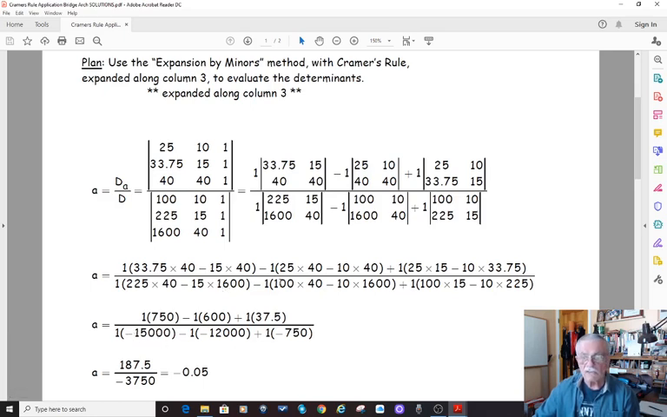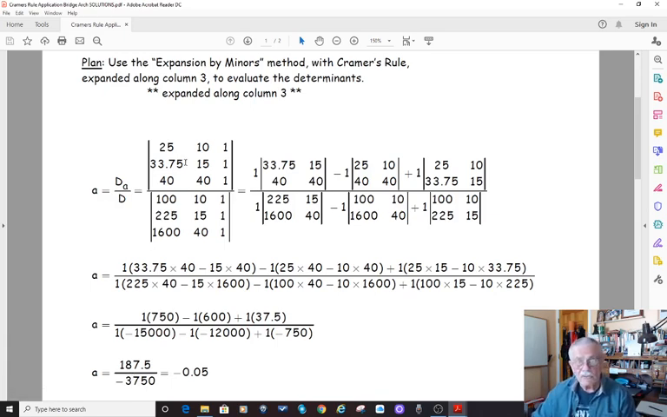And then we do this one. This is a little bit easier. This is 4,000 minus 16,000, negative 12,000. And this one is 1,500 minus 2,250, which is negative 750. So you get minus 15,000 minus a negative 12,000, plus negative 750. So we get negative 3,750 for the value of determinant D.